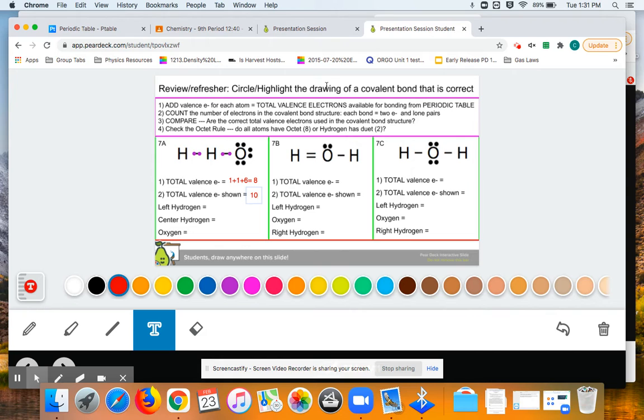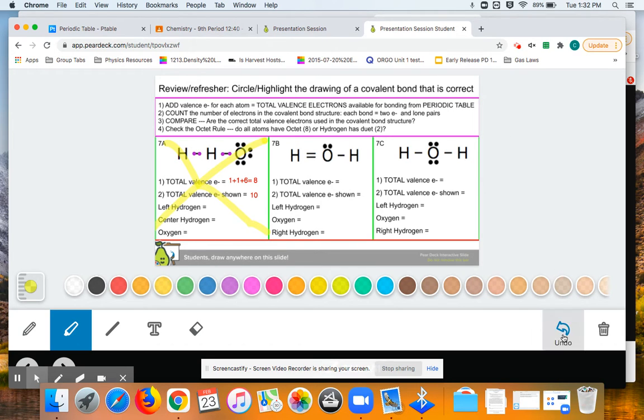Again, our goal here is to find the drawing that's correct. So the next step is to compare. Are the correct total valence electrons used in the covalent bond structure? Basically, this is saying the answer to part 1 needs to match the answer to part 2. So I should have 8 drawn, but I have 10 drawn. So I know right now this is incorrect. And if I wanted, I could X this out already. I know this is wrong.